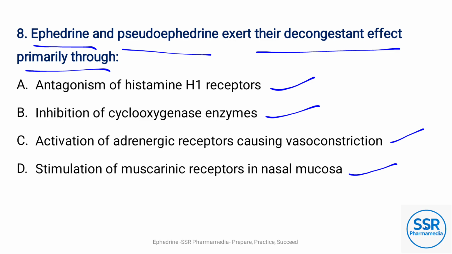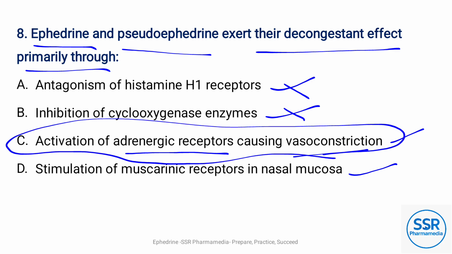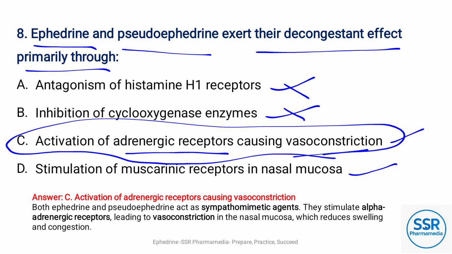Here, antagonism of H1 receptor is not the classification, and inhibition of cyclooxygenase is related to pain mediation, that is analgesics and so on. Next, C is adrenergic receptor activation causing vasoconstriction. This is the right answer. Both ephedrine and pseudoephedrine are sympathomimetic agents. Through the alpha adrenergic receptor, they lead to vasoconstriction in the nasal mucosa, which reduces the swelling and congestion. This is an important point regarding the pharmacological action.